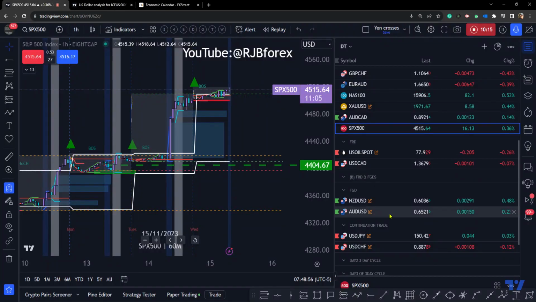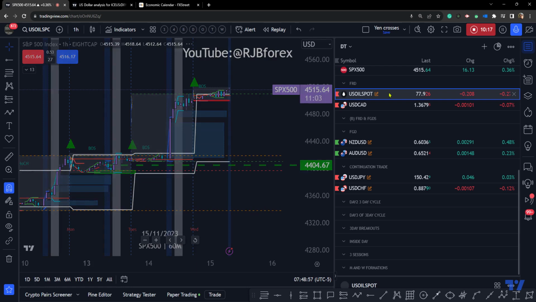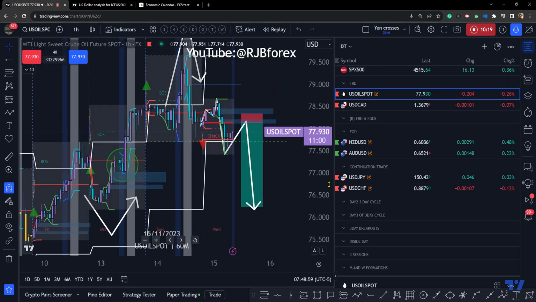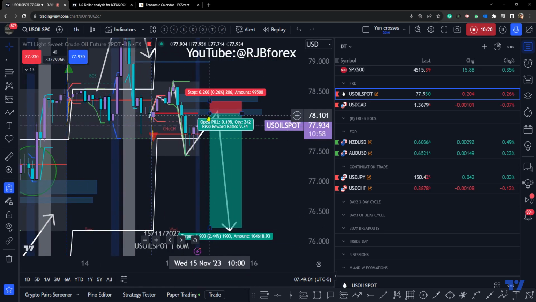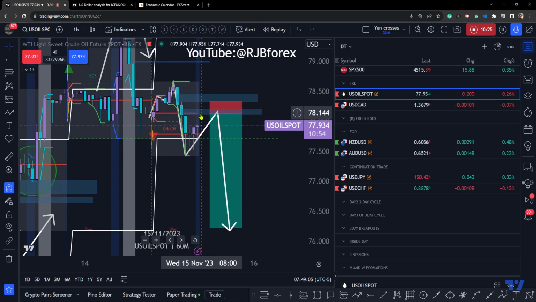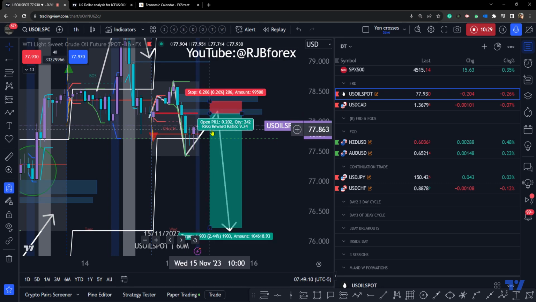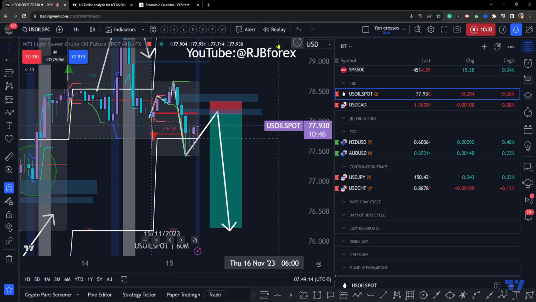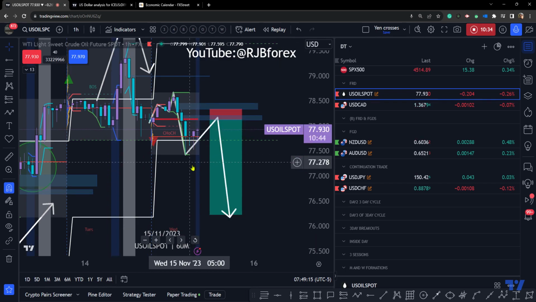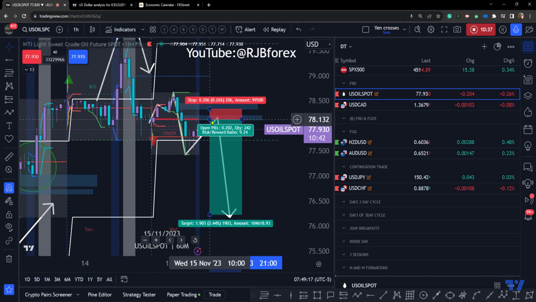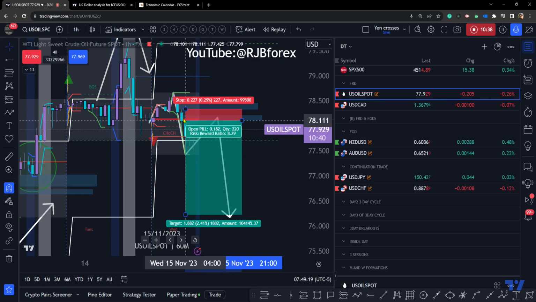I am, however, keeping a close eye on oil because that is a volatile instrument and we might be able to catch something before the data, bringing us into profit, into a break-even scenario even. We've still got 40 minutes, so just keep an eye on that and see if it doesn't come up to that closing price.